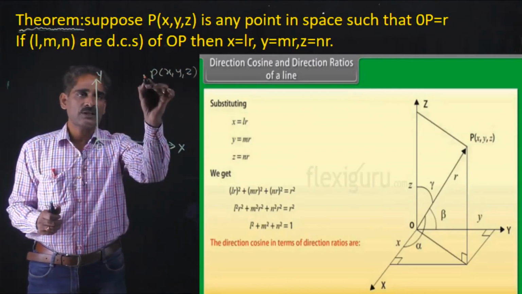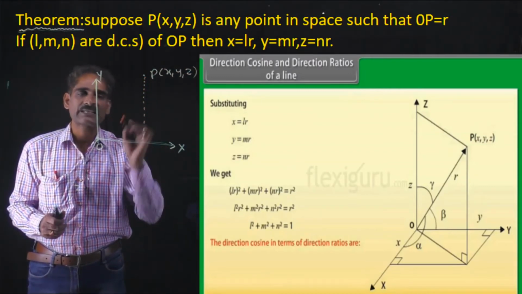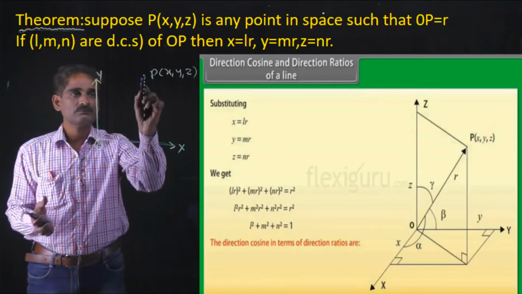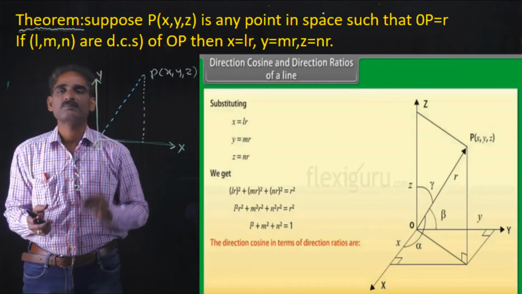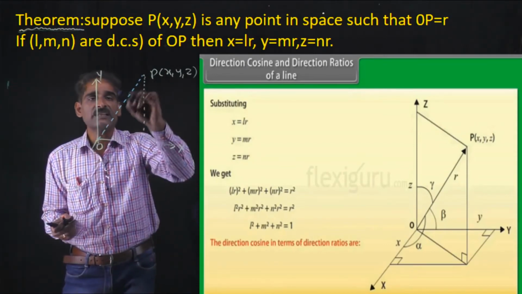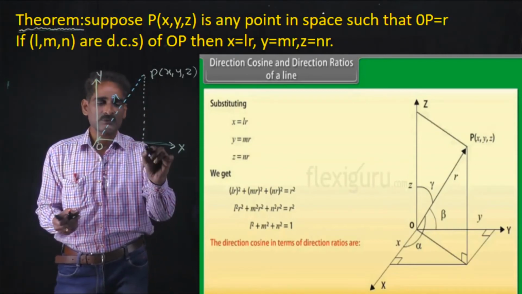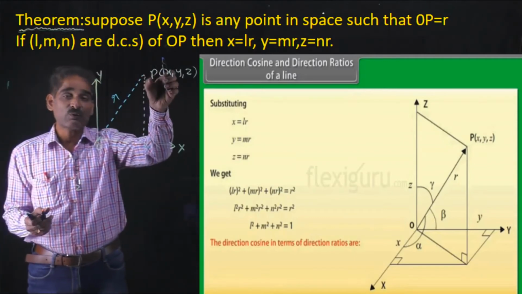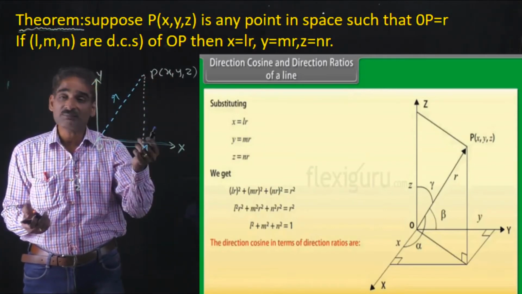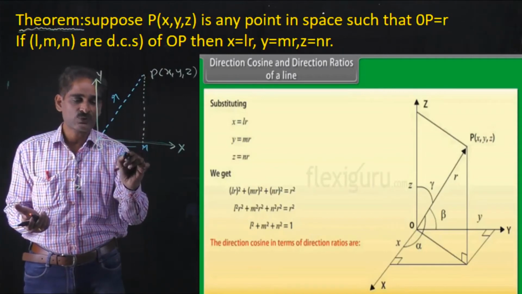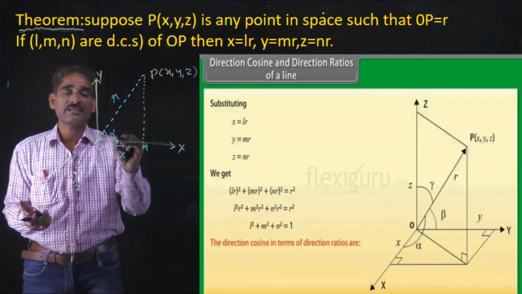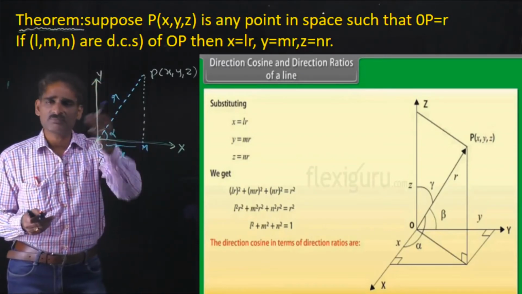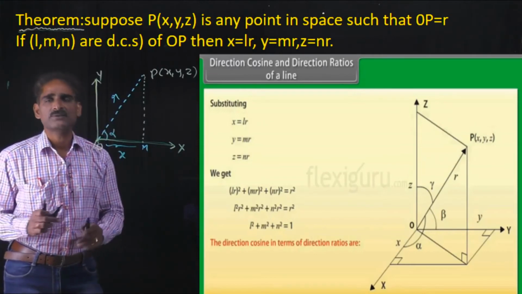Just draw the perpendicular from P to the x-axis and join O and P. Understand? Let us take the length of OP equal to r. Let the foot of the perpendicular be M. What about the length of this part? The point covering OM length on the x-axis is nothing but the x coordinate, so this is equal to x. Suppose alpha is the angle made by OP with the x-axis, and there are two other angles with the y and z axes also. Just observe this.